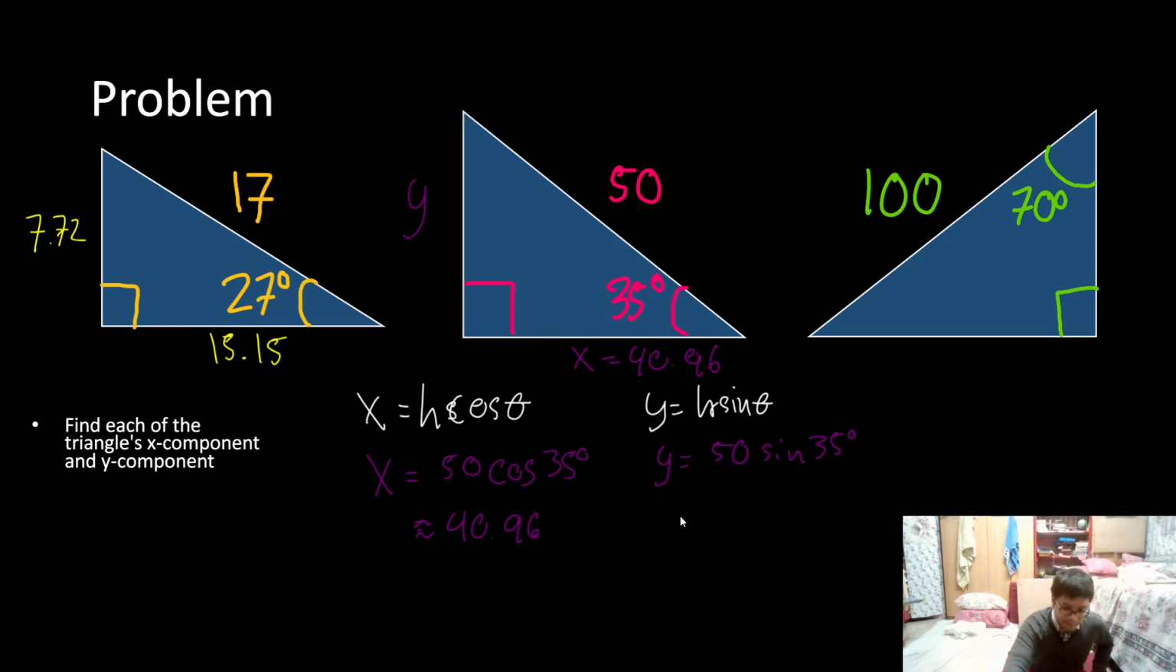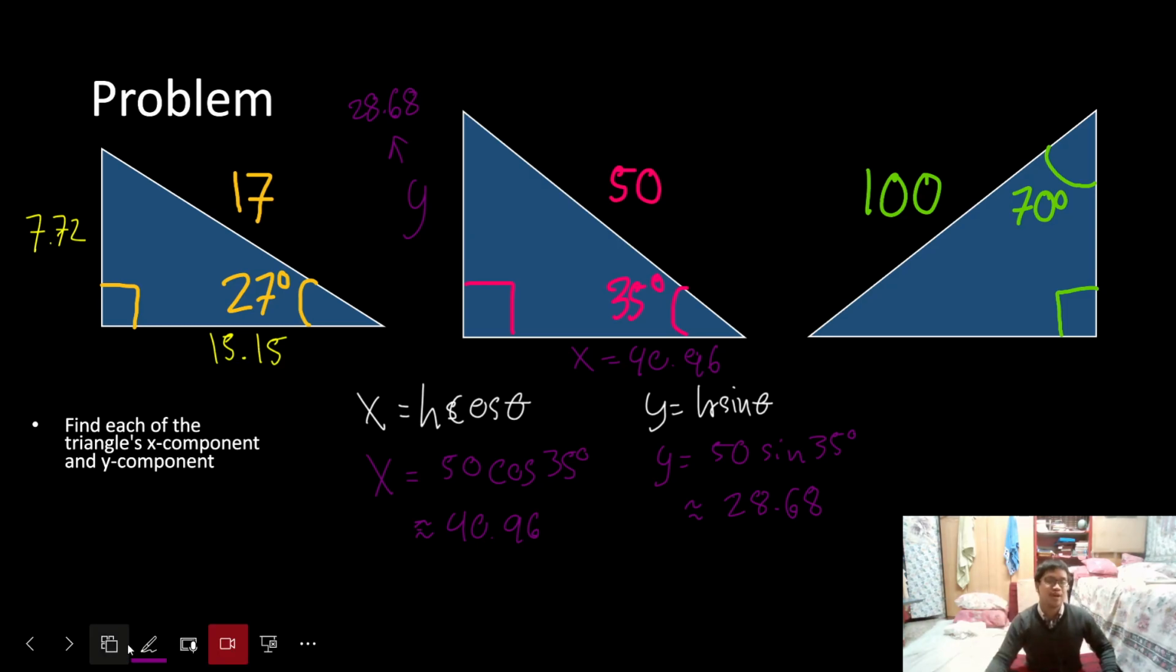So here, what you will have, approximately at 2 decimal places, is 28.68 units long. Done. We're good. But how about the last part? The rightmost right triangle. How are we going to solve that?